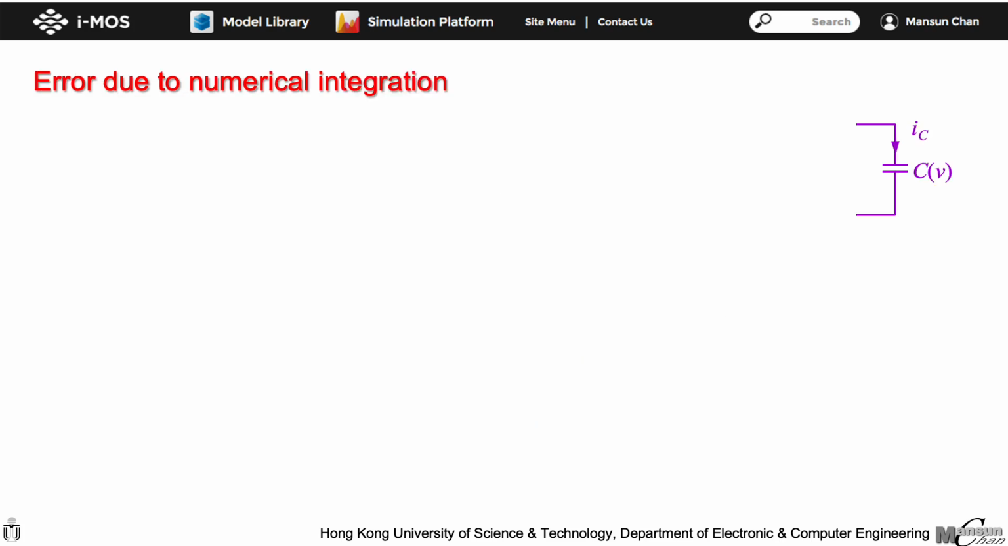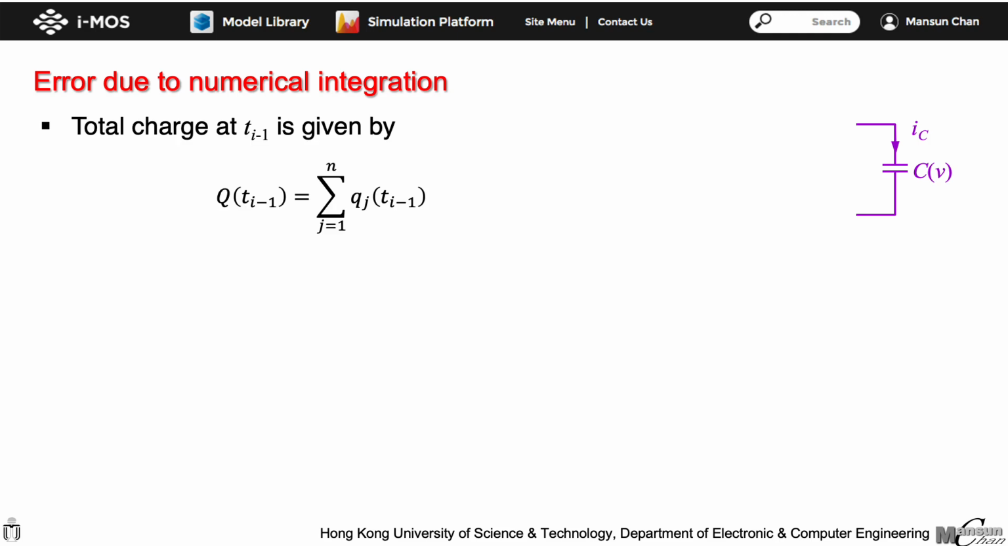Let's examine the cause for charge non-conservation. The first possible reason is due to errors in the numerical integration of the branch equations of a capacitor shown here. Let's consider the total charge at time t(i-1), which is given by the sum of the charges stored at all the nodes of the circuit. Assume the charge is conserved from time t0 up to this point. Then, Q at t(i-1) will be the same as Q at t0.